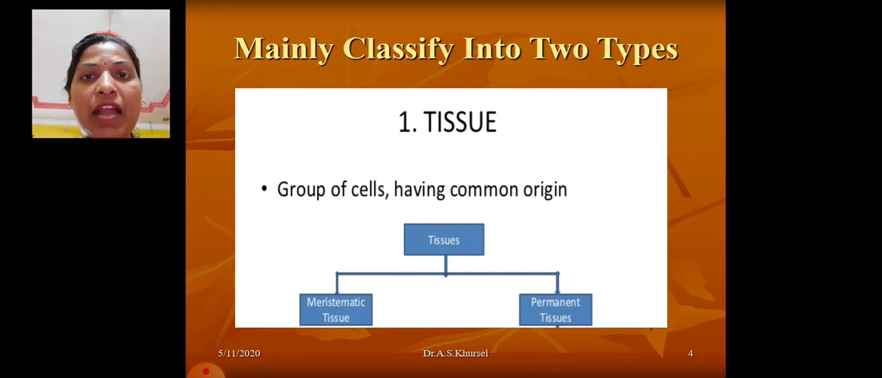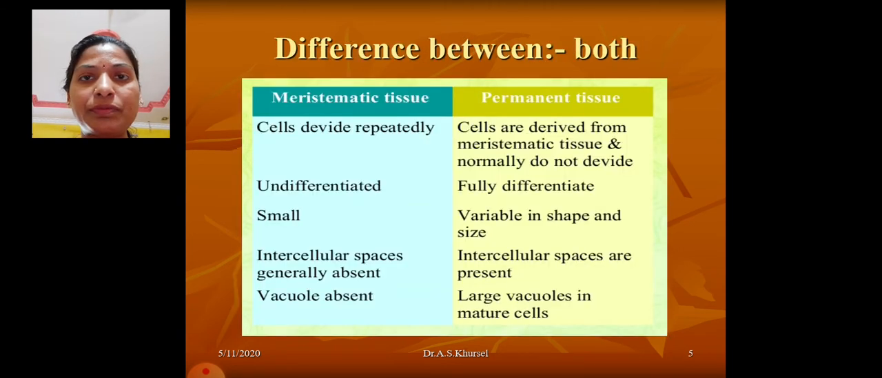Now as far as the classification of plant tissue is concerned, it is broadly classified into two types, meristematic tissue and permanent tissue. So let's see the difference between the two. Meristematic tissues are those tissues in which cells are continuously in a state of division, whereas in permanent tissue, cells are derived from meristematic tissue and after attaining maturity, the cells stop dividing.